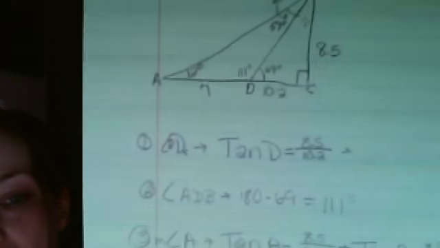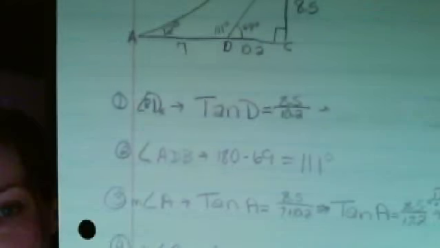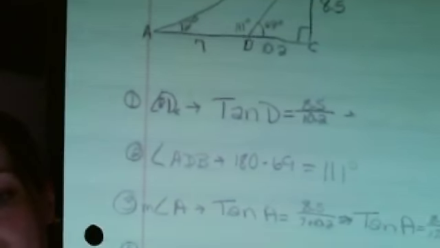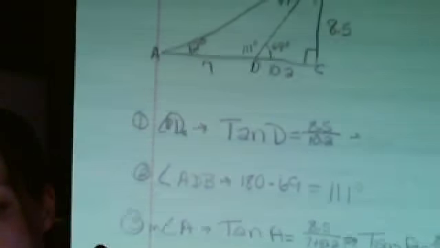So, for example, the problem that I'm looking at is, if y'all can see that, I am trying to find the measure of angle D, and I'm using the tan function, so I have the opposite over the adjacent, which is 8.5 over 10.2. So I know that I have to use the inverse of the tan function to find that.